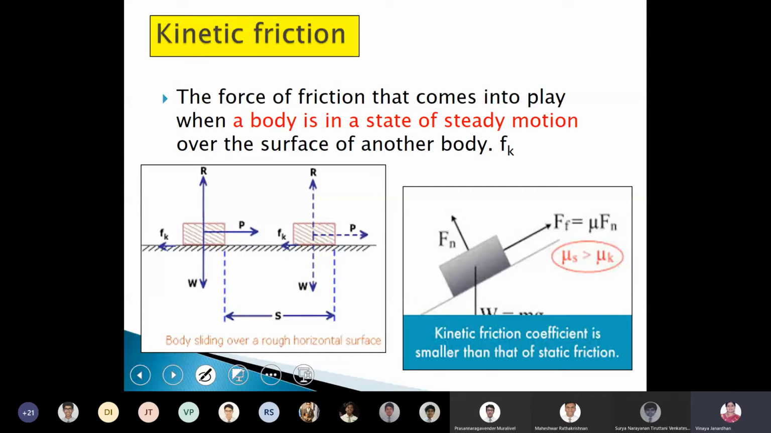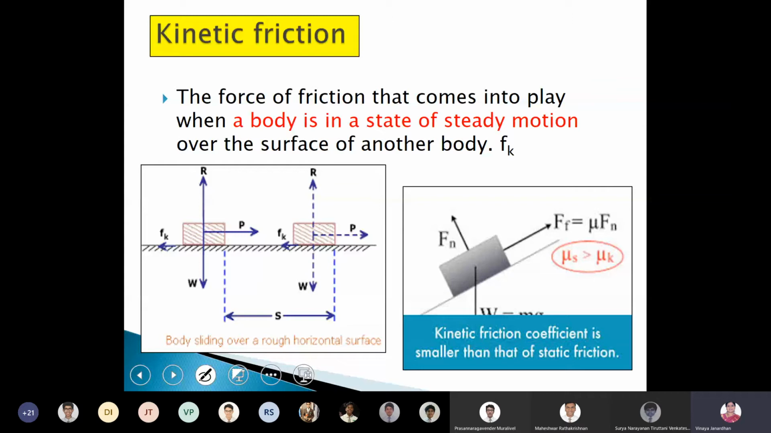You're rolling an object on the ground. You would have seen the object keeps on rolling. After some time, the object comes to a rest. Now, why does the object come to rest? The reason is there is a frictional force acting between the object and the ground, right? And such frictional force sets in when the body is in motion. We call it as kinetic friction. So when the body is in motion, the frictional force that comes into play, we call it as kinetic friction.